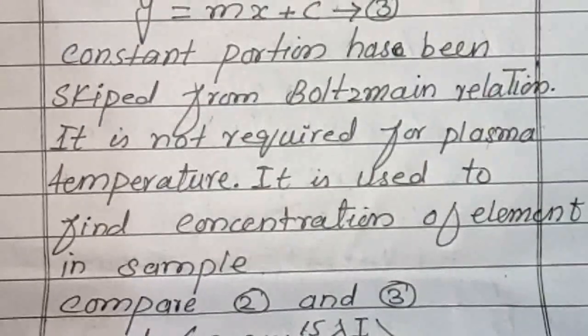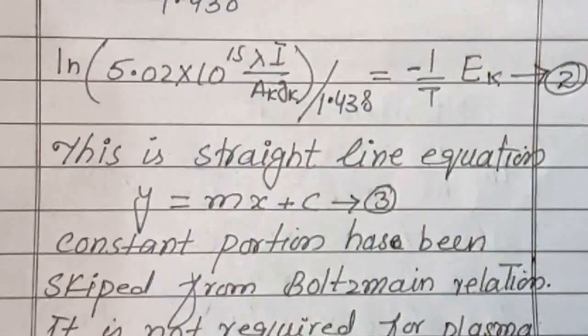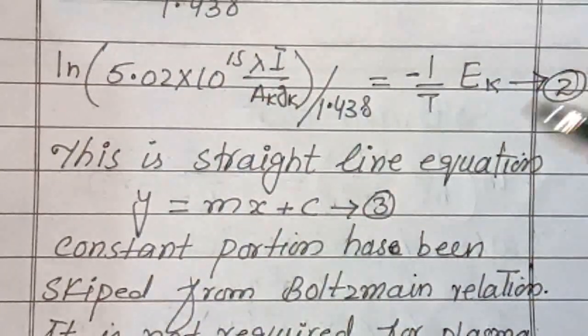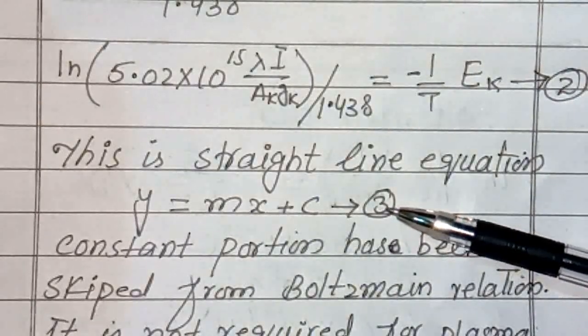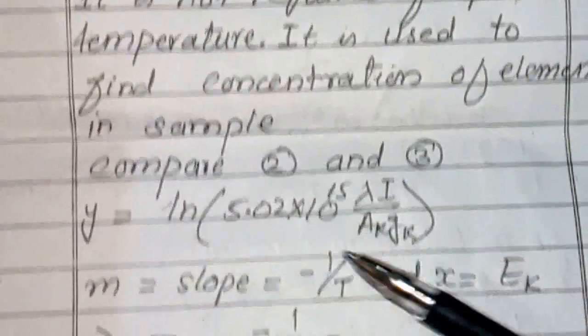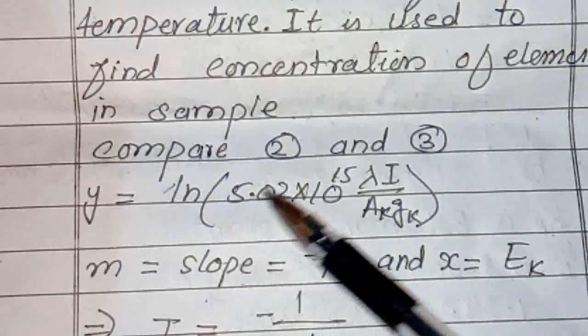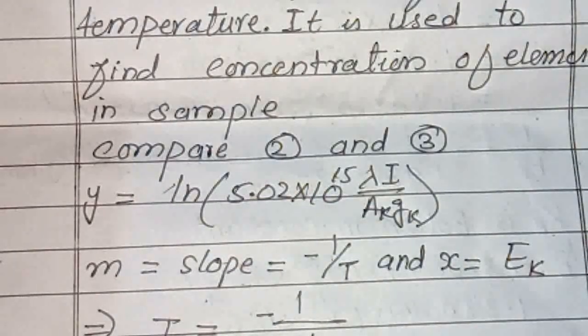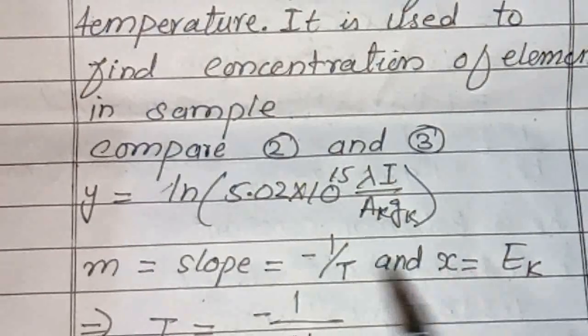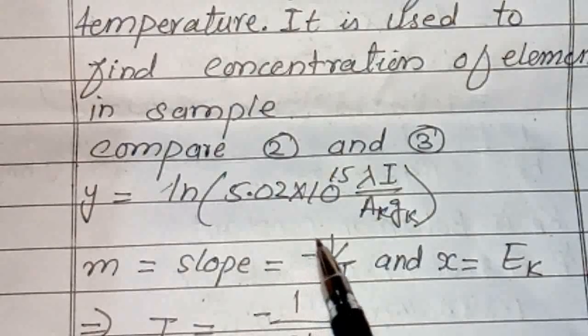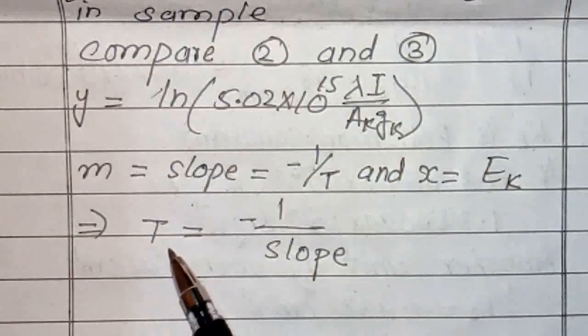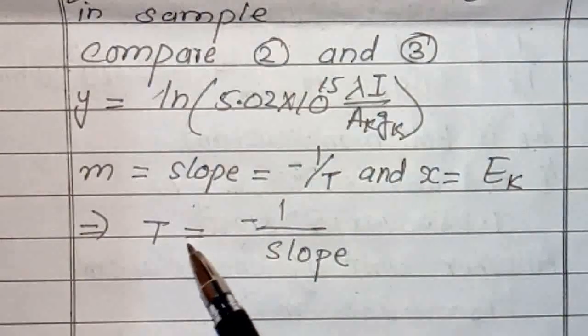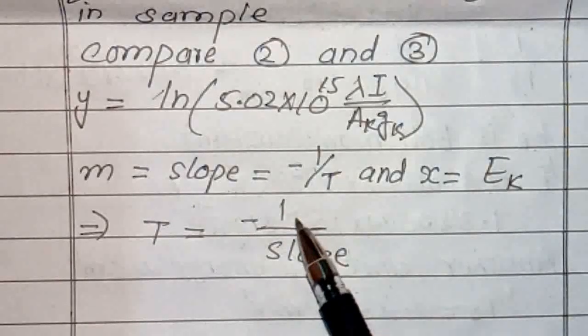By comparing the above equation number 2 and equation number 3, this is equation number 2 and this is equation number 3, we get y is equal to natural log of 5.02 into 10 power 15 lambda I divided by Aki gk, and x is equal to Ek, where slope m is minus 1 over T. We calculate plasma temperature from the slope. Temperature is equal to minus 1 over slope.